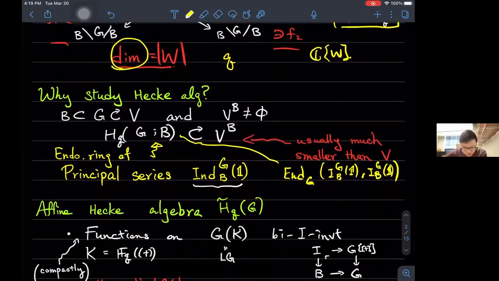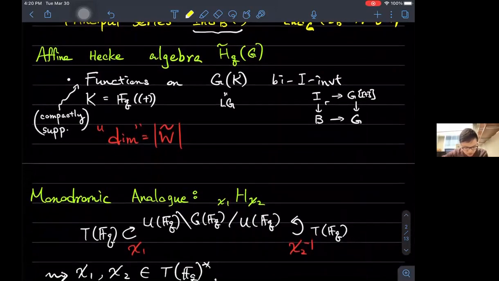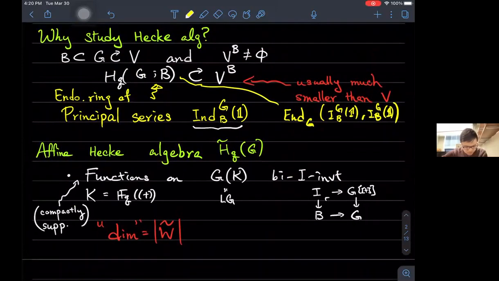And it plays a role in the classification of finite groups, the representation of finite groups. So I can move on to the Affine Hecke algebra. So basically, I replace everything by its affine analog.